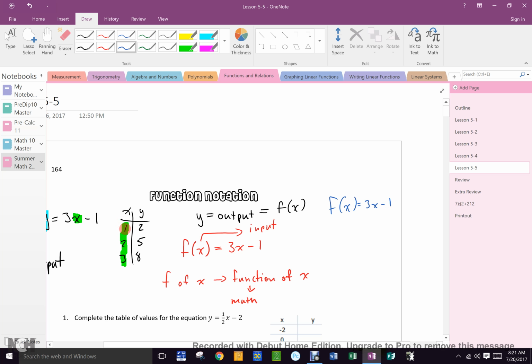Yeah. So if I input 1, x is now 1, correct? So it's not the f of x that I want, it is the f of what? 1. And since that x is now a 1, what does that x become? A 1. 3 times 1 is 3 minus 1 is 2. Everybody with me? And we write it as f of 1 equals 2. Now here, this is the x, this is the output. So how would I write this as an ordered pair?